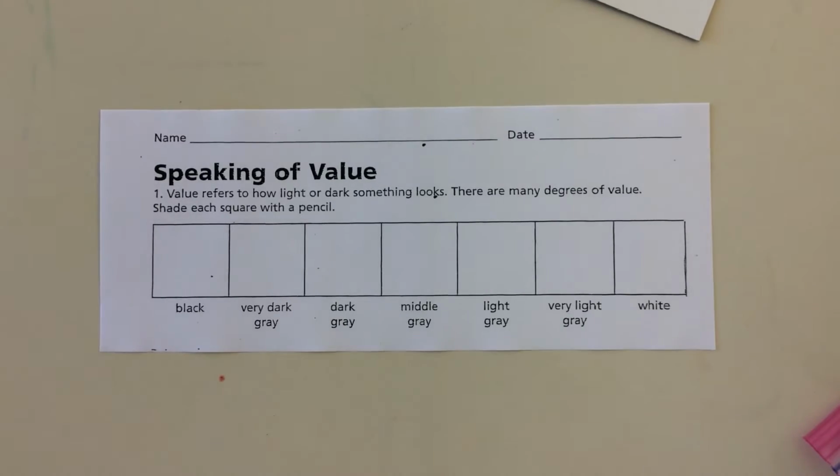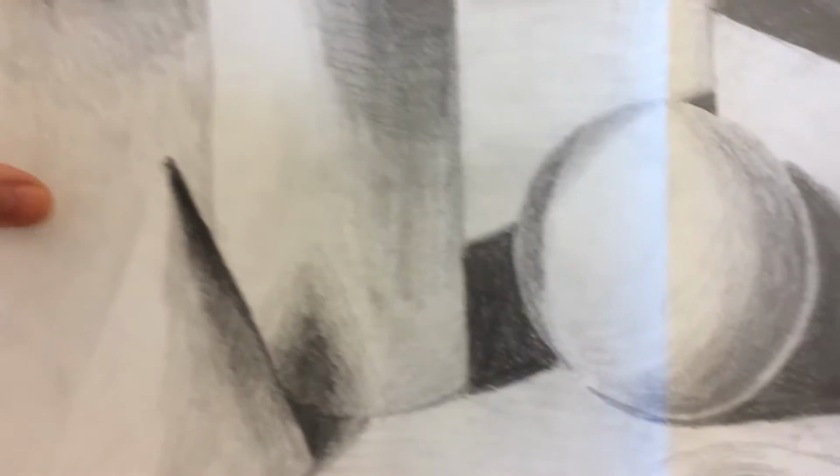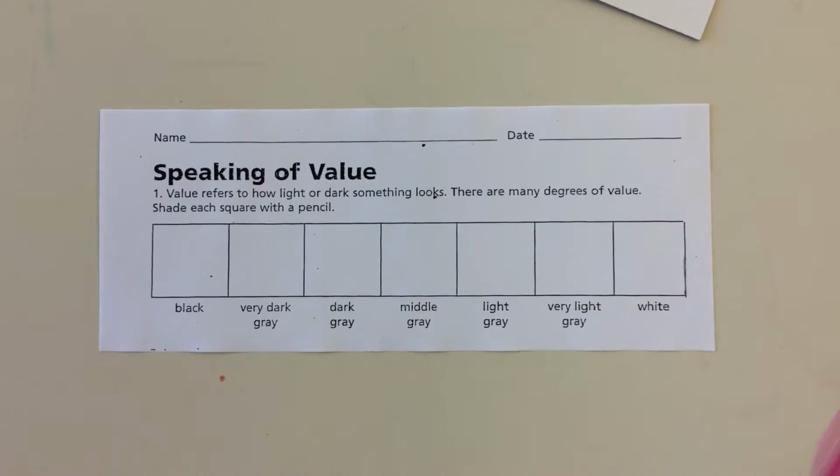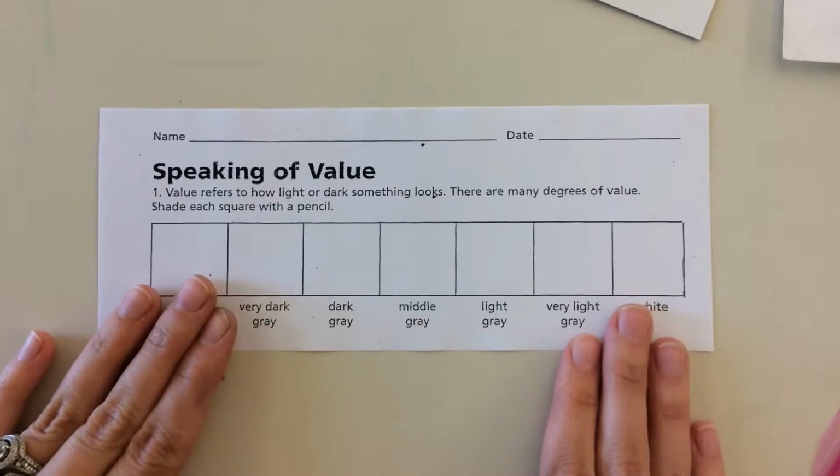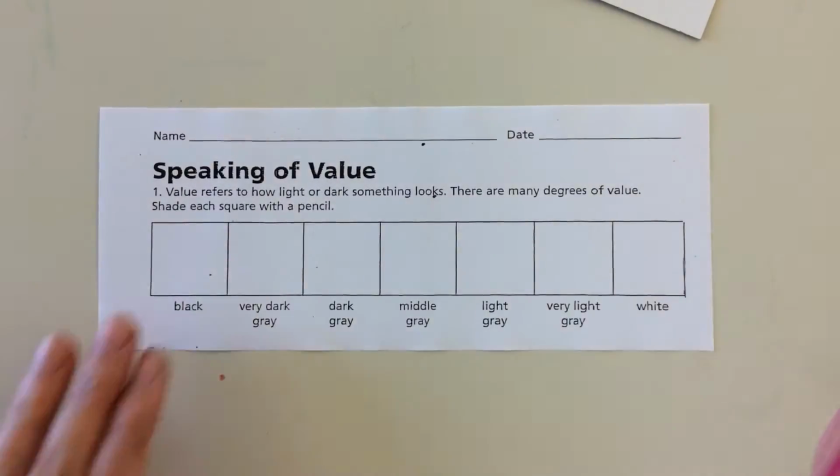In this tutorial, I'm going to be showing you how to create different values or shades on a basic value scale. So in art, valuing allows you to create drawings that look three-dimensional, and also shows a light source. This is going to be a little bit of an introduction to help us learn how to create different values, or lights and darks, that are going to allow us to make our artwork look more three-dimensional.